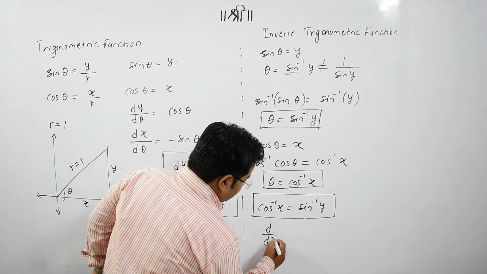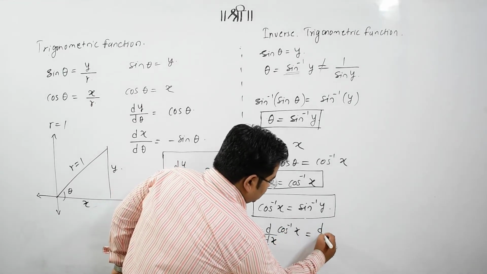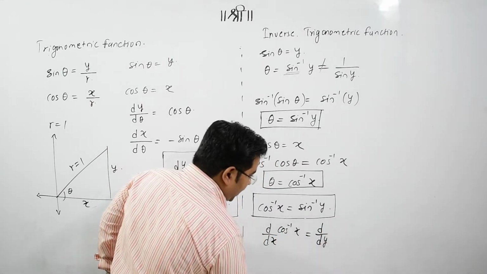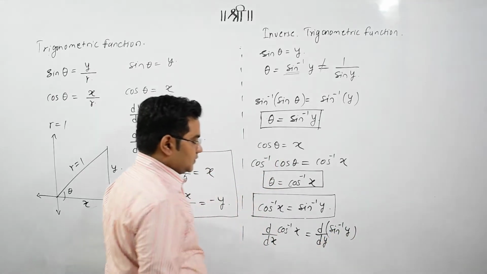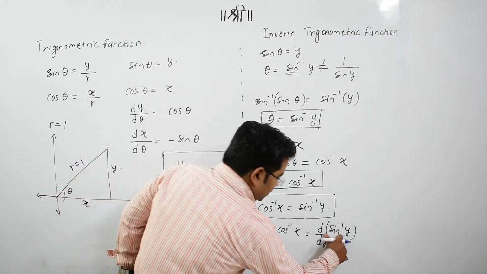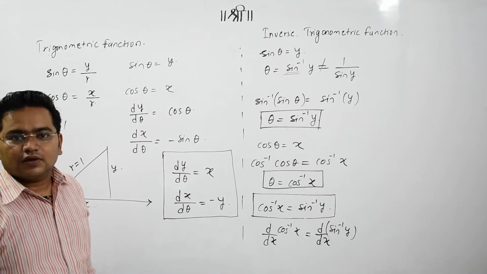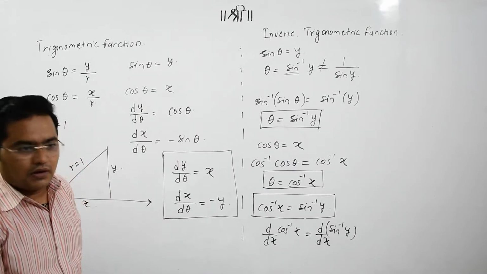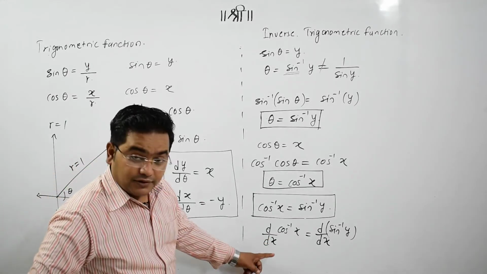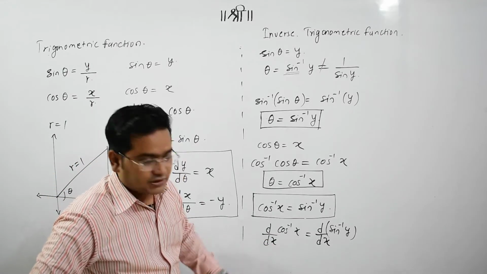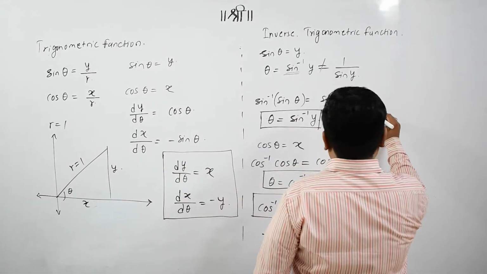So d upon dx of cos inverse of x should be equal to d upon dy of sin inverse of y. But we cannot do it. We need to differentiate with respect to x on both sides. Understood how this equation is complicated? I bet you, if you solve this equation, you will find the magic. That's how this equation is quite interesting.